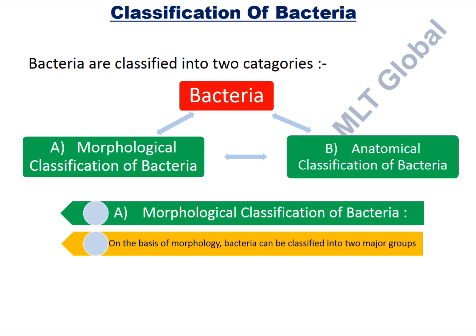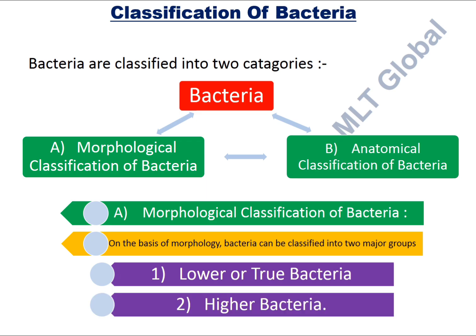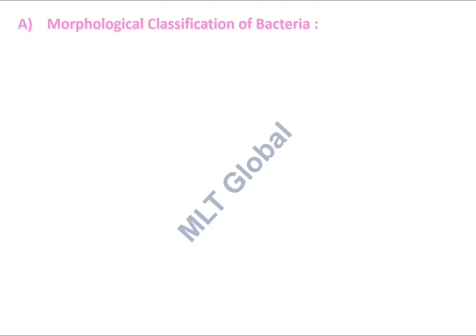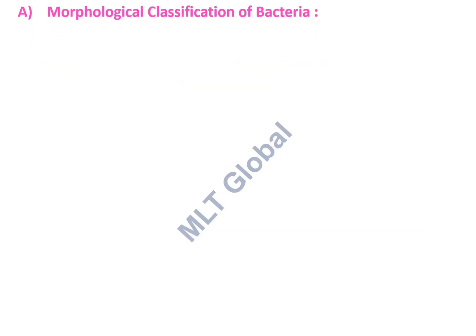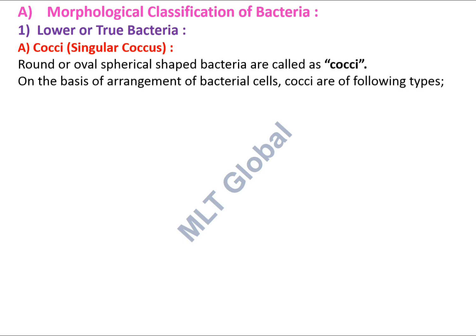Bacteria can be classified into two major groups. 1. Lower or true bacteria. 2. Higher bacteria. In morphological classification of bacteria, lower or true bacteria has A. Cocci or singular coccus. Round or oval spherical shaped bacteria are called as cocci.